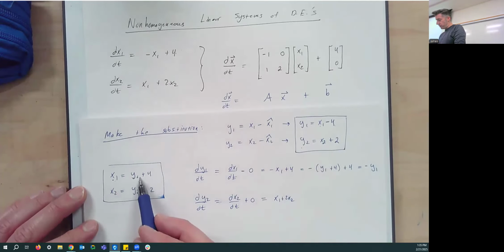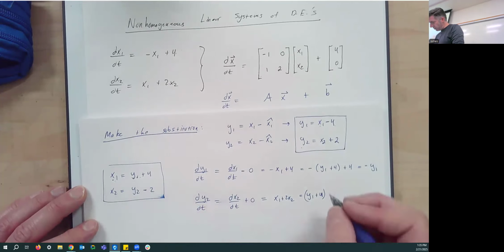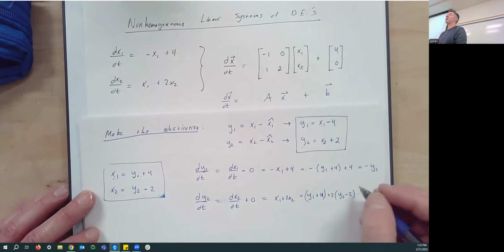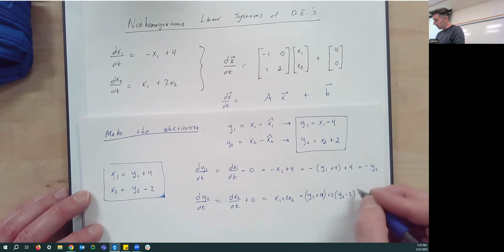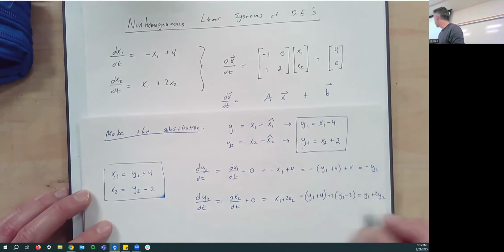x1 is equal to y1 plus 4. x2 is equal to y2 minus 2. So I get 2 times y2 minus 2. And look what happens. The constant terms are again going to add up to 0. I'm going to get y1 plus 4 plus 2y2 minus 4. So I end up getting y1 plus 2y2.